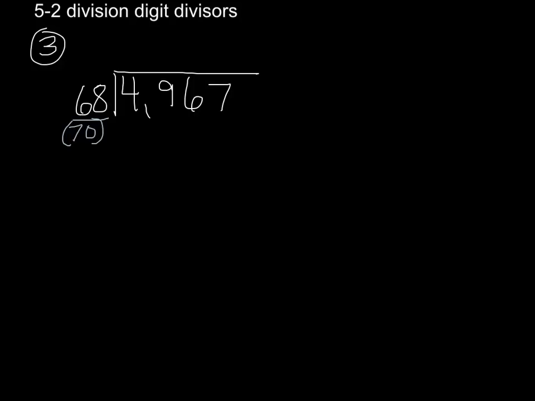So the big takeaway here is, before you start to try and divide and multiply, round your divisor up or down to the nearest 10. But use it as a thinking number only. What you put on paper is going to be a different number. You're going to use 68, but you're going to think in terms of 70, because I know my 7s.